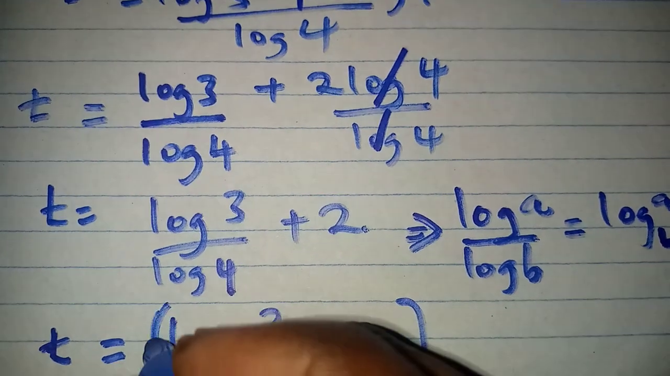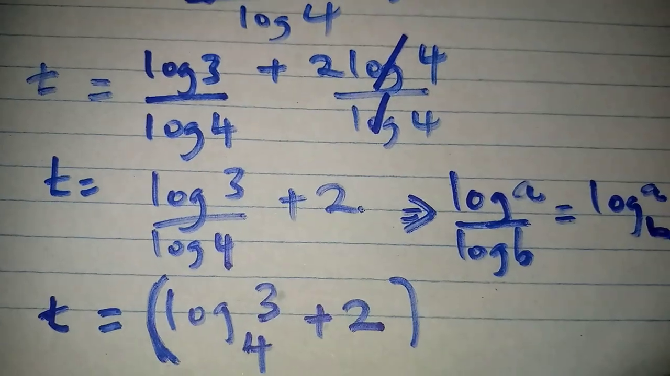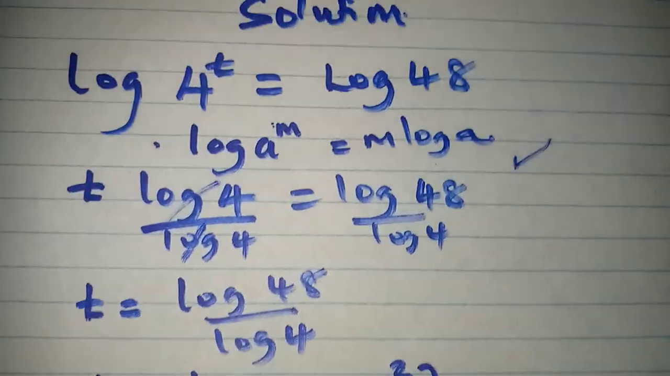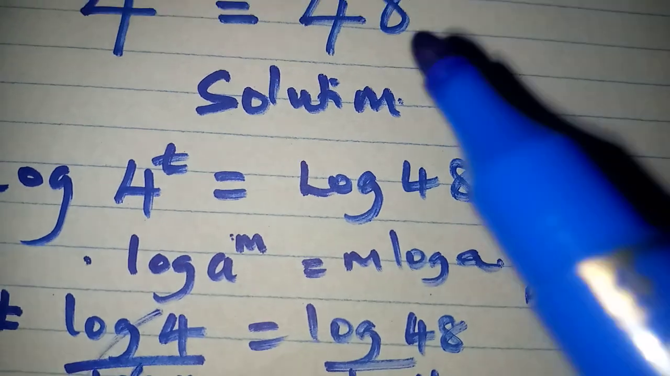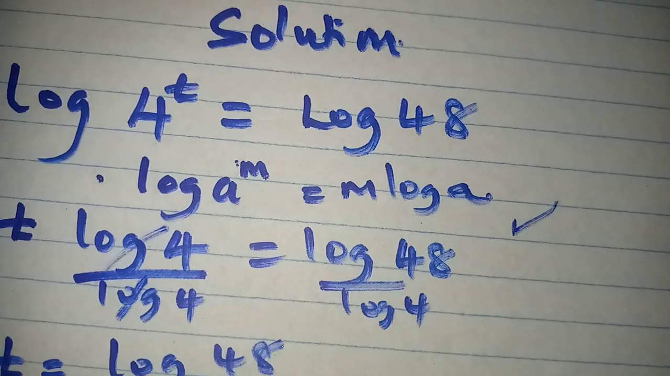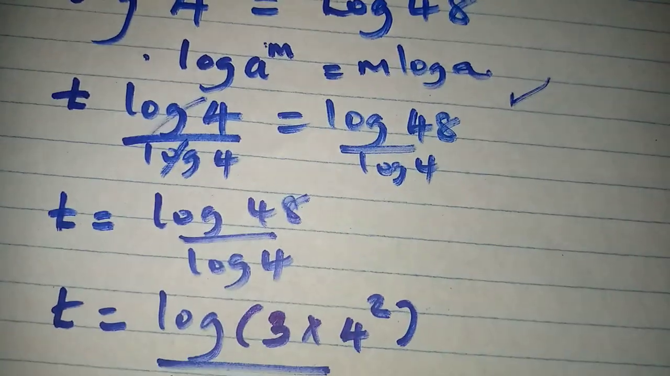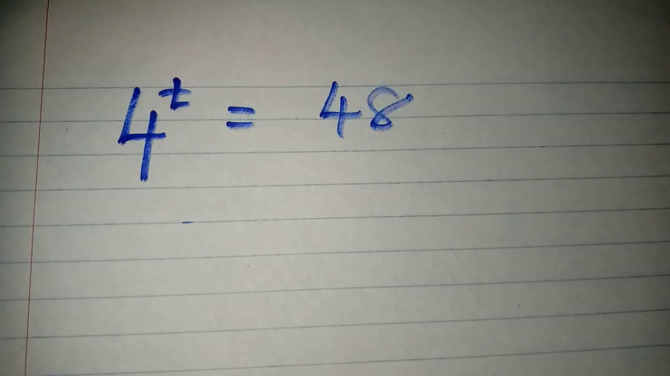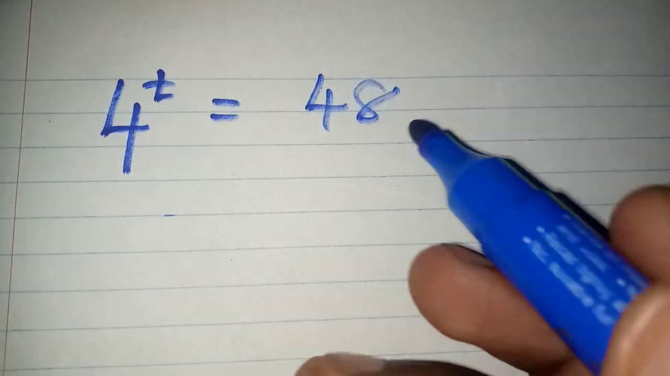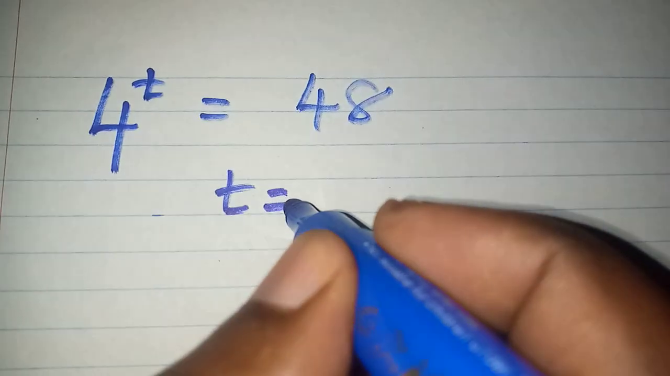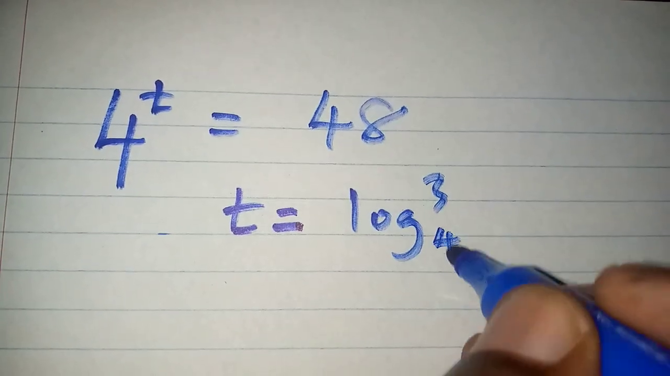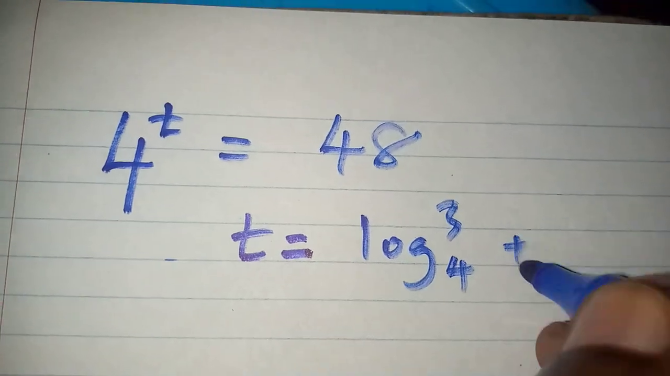Guys, so this is the value of t that satisfies my equation here, which was 4 power t is equals to 48. I can go on and prove it. So let me try proving it. 4 power t is equals to 48, and my t, I've gotten it as log 3 base 4 plus 2.